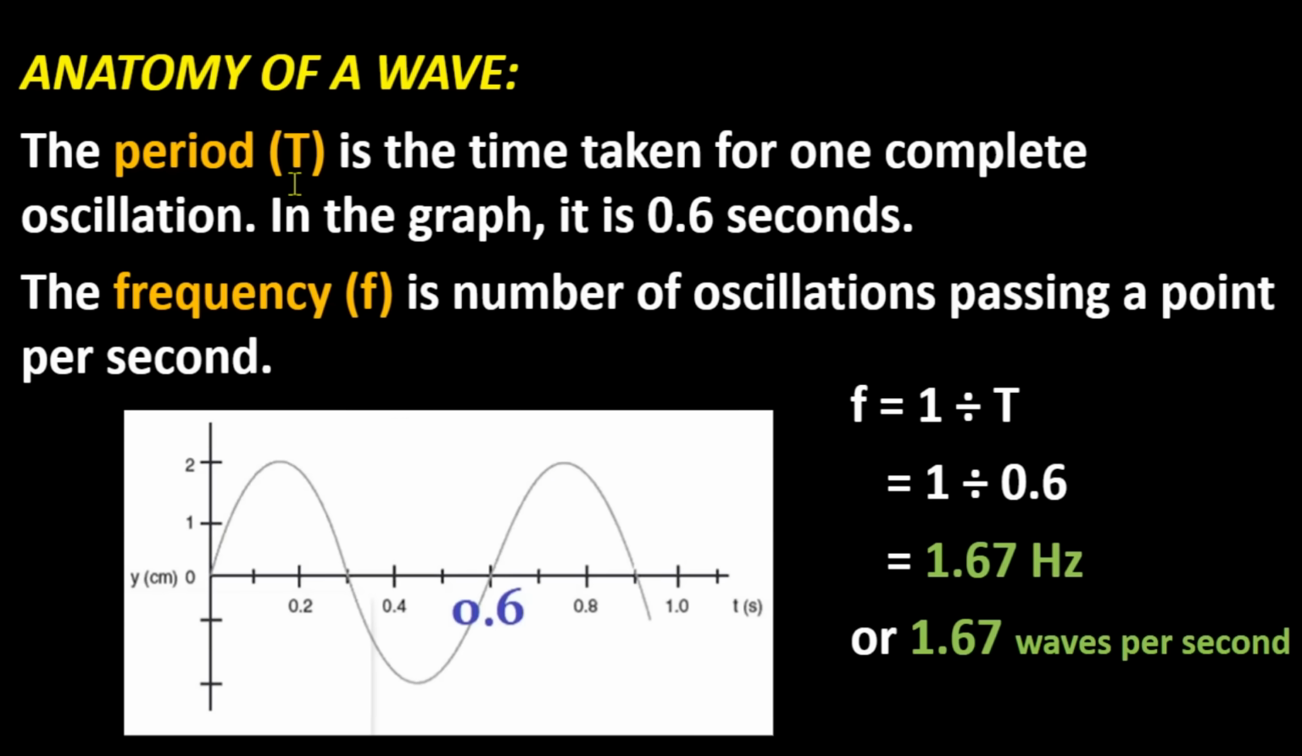The period, or T, is the time taken for one complete oscillation. One complete oscillation means that this is the time taken for one crest and one trough of the wave.